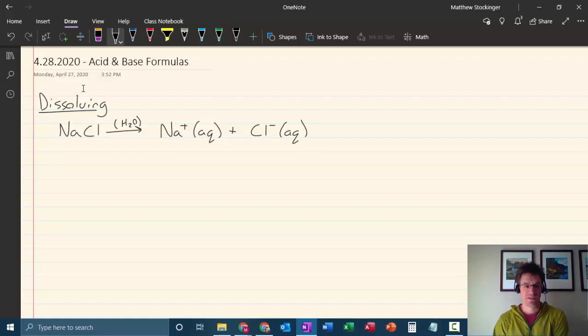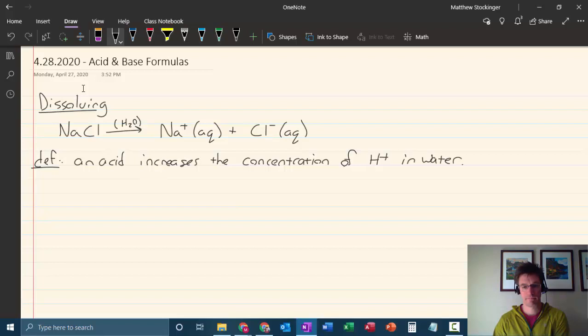Second thing you need to know, definition of an acid. You may have heard this before in my class. An acid increases the concentration of hydrogen ions in water. So that's an acid. You dump it in water, and just like the table salt, it's going to break apart. But one thing that happens when an acid breaks apart is that you get more H plus in the water.